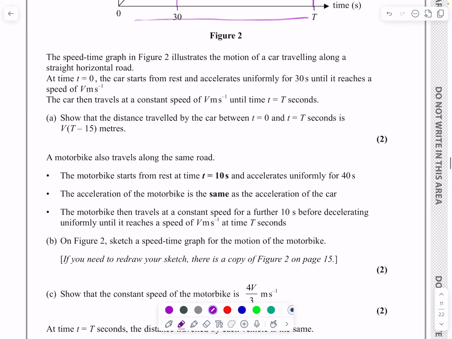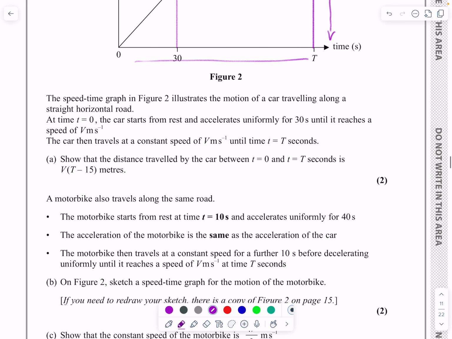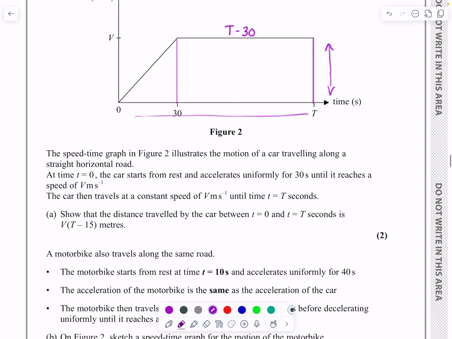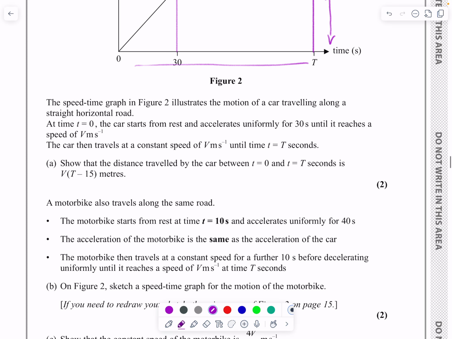So first part done. It then says, okay, we've got this motorbike which also travels along the same road. The bike starts from t equals 10, starts from rest. It accelerates uniformly for 40 seconds. This is key. The acceleration of the motorbike is the same as the acceleration of the car. So that means that the gradients are going to be parallel when I get to draw it on the graph. And it says the motorbike travels at a constant speed for 10 seconds and then decelerates uniformly until it reaches a speed of v. So let's see what that means in terms of... and then it asks you to draw this on the actual figure 2.